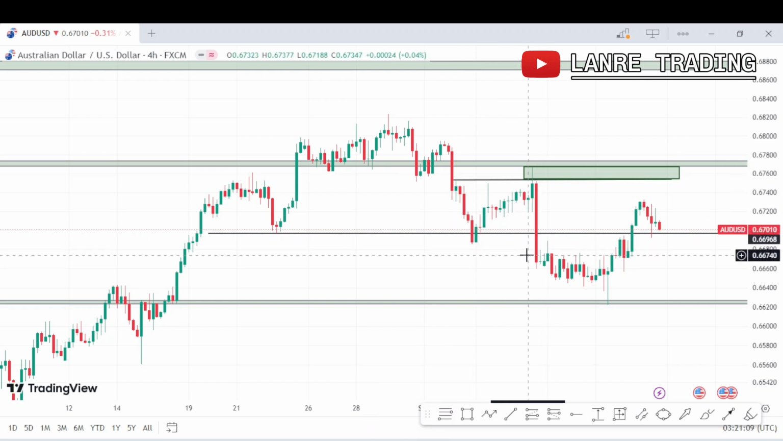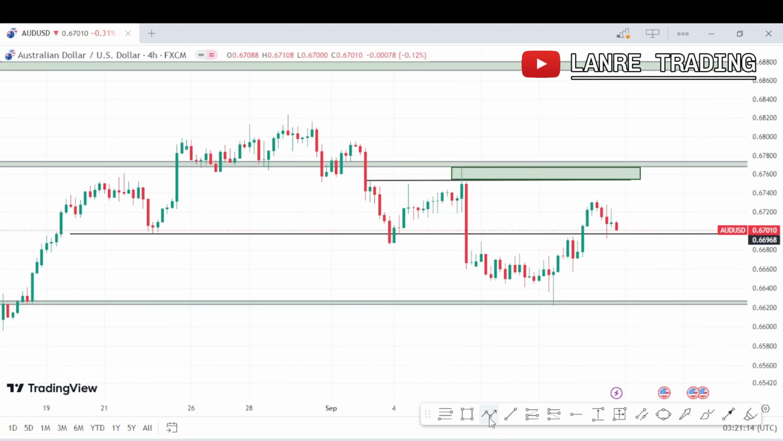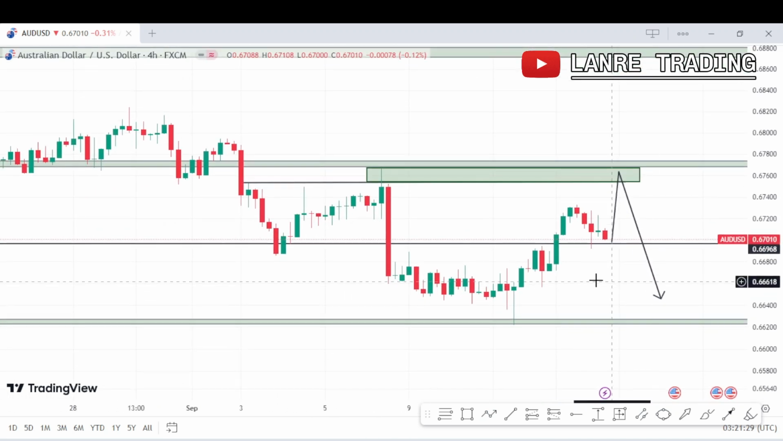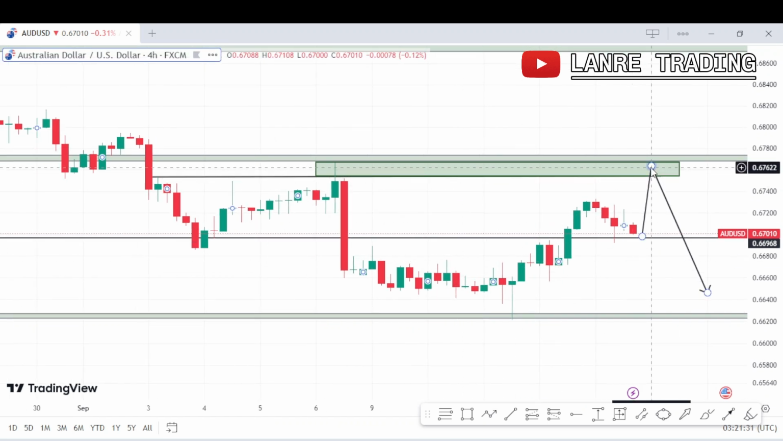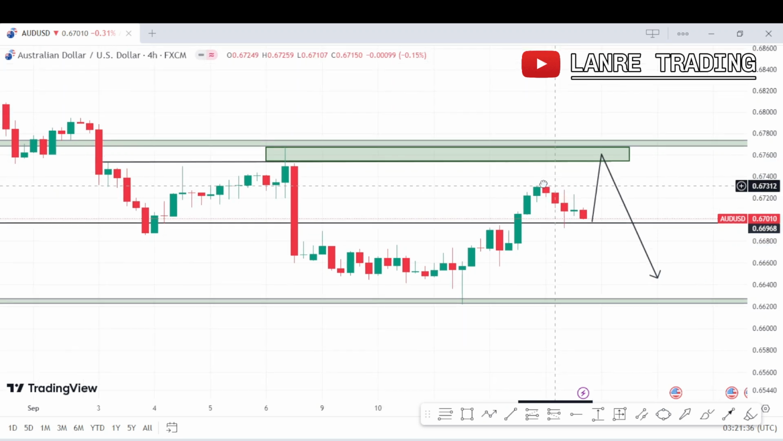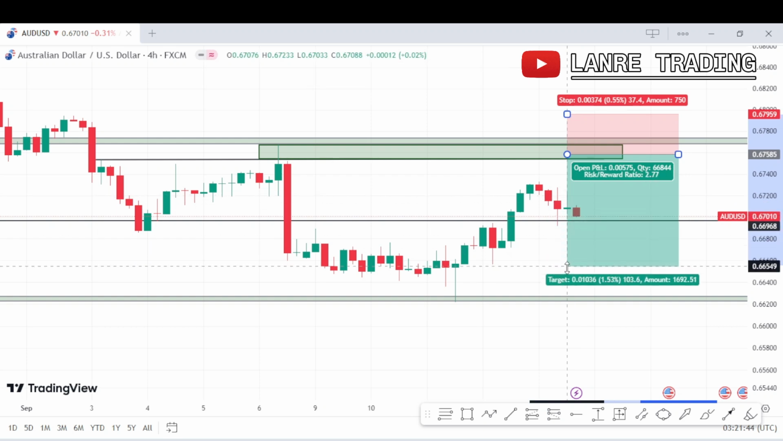Now, how do we take advantage of this pattern that's currently forming? All we need to do is wait for price to come up into this point of interest, so we can take a decent sell down here. It's just as straightforward and simple as that. Just wait for price to tap into this point of interest, right about here. If price taps into our point of interest, you can take a sell position.